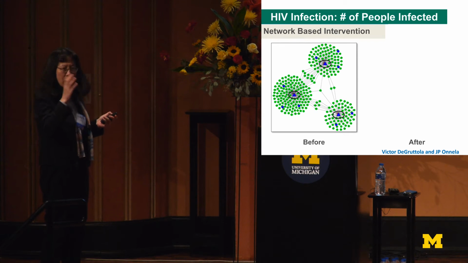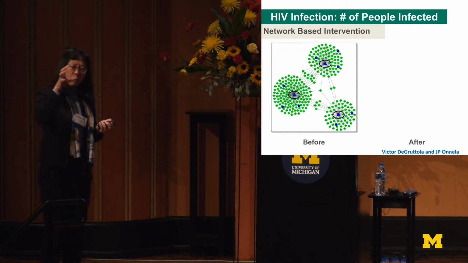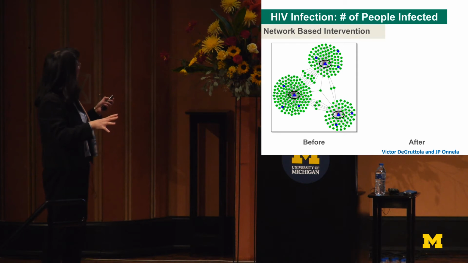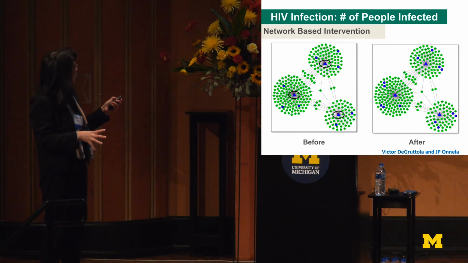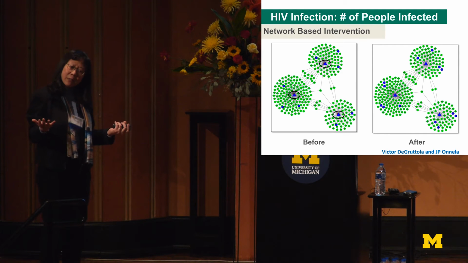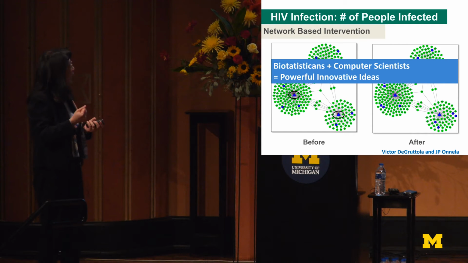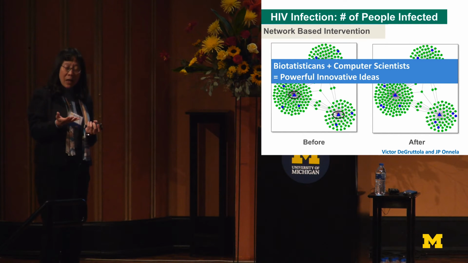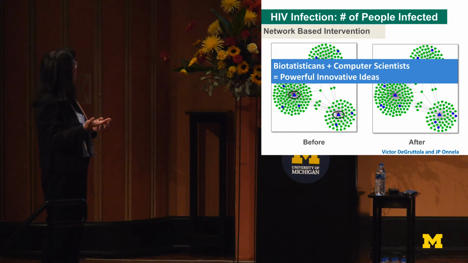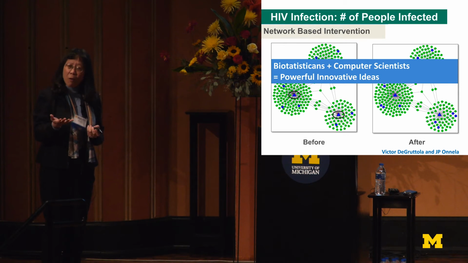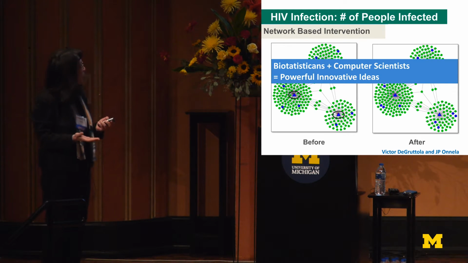So instead of doing the random sample, we are going to study the network first. After we study the network, we identify where the hubs are. We are going to intervene on the hubs. Then you can see lots of people around the hub are not infected. Okay, so what this tells us is if we have collaboration between statisticians and computer scientists, this can really generate powerful new ideas for intervention.